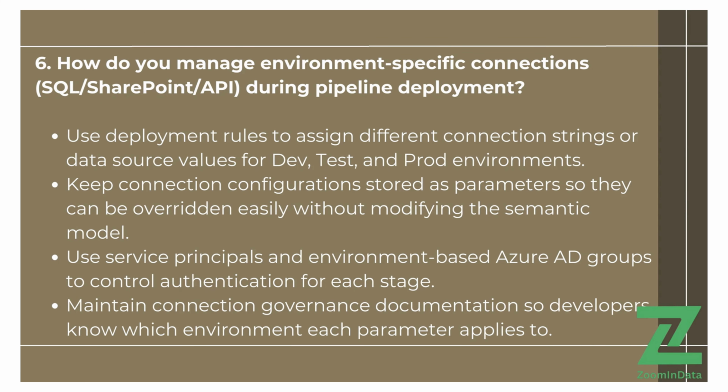Sixth question. How do you manage environment-specific connections, SQL, or SharePoint or API, during pipeline deployment? Use deployment rules to assign different connection strings or data source values for dev, test, and prod environments. Keep connection configurations stored as parameters so they can be overridden easily without modifying the semantic model.